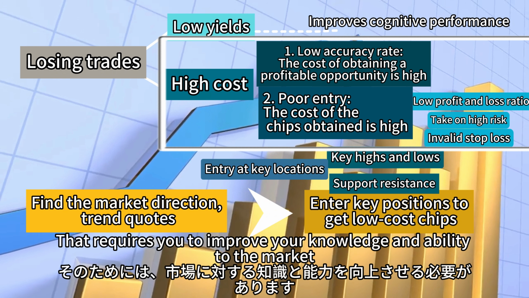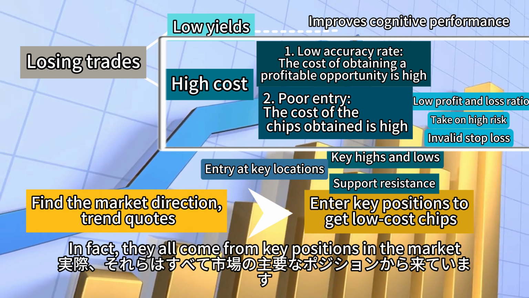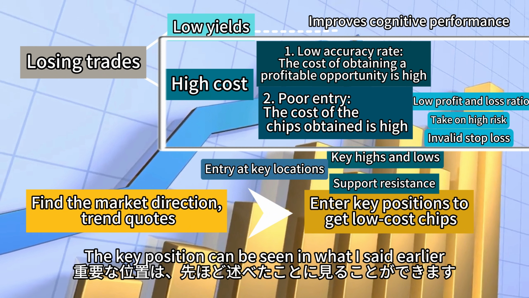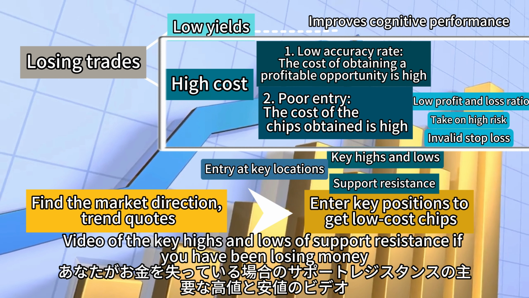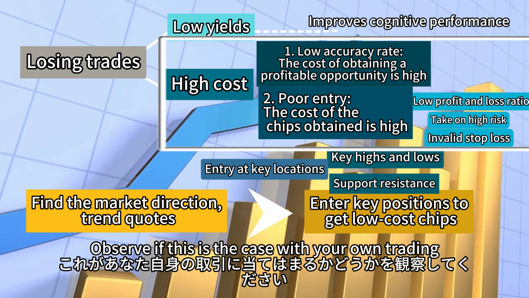That requires you to improve your knowledge and ability in the market. And how do you get low-cost chips? In fact, they all come from key positions in the market. The key positions can be seen in what I said earlier, in the video on key highs and lows and support resistance. If you have been losing money, it can be due to these two ways that lead to high costs. Observe if this is the case with your own trading.